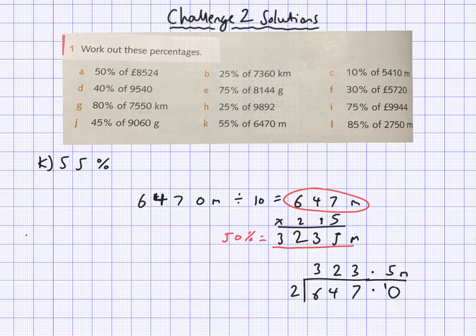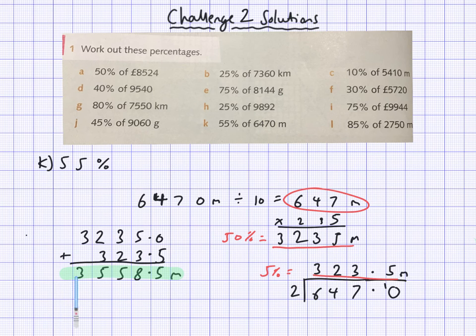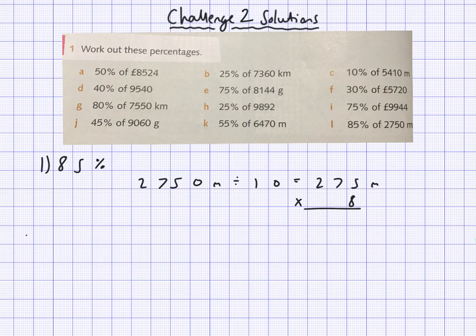Now I've got to add together this 5% to the 50% to find the final answer, which was 3,558.5 metres. When I added those, I added 0.0 after this number, so that all my houses were filled and I could add it up properly. And L is similar again.